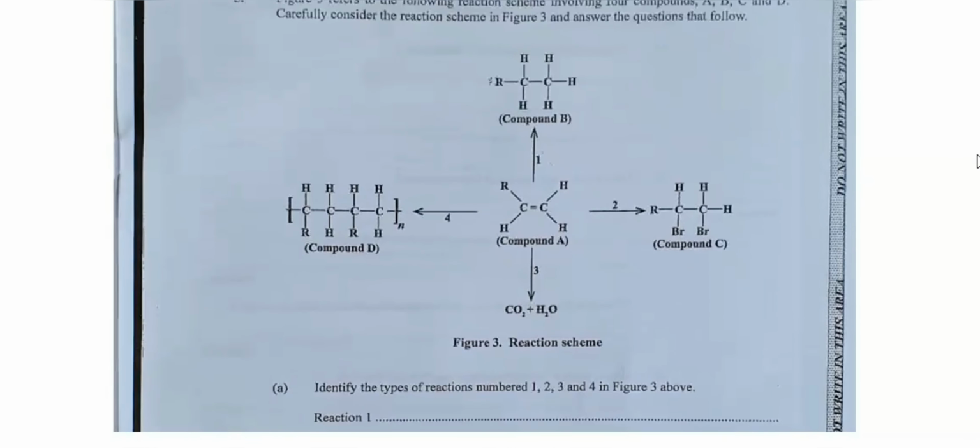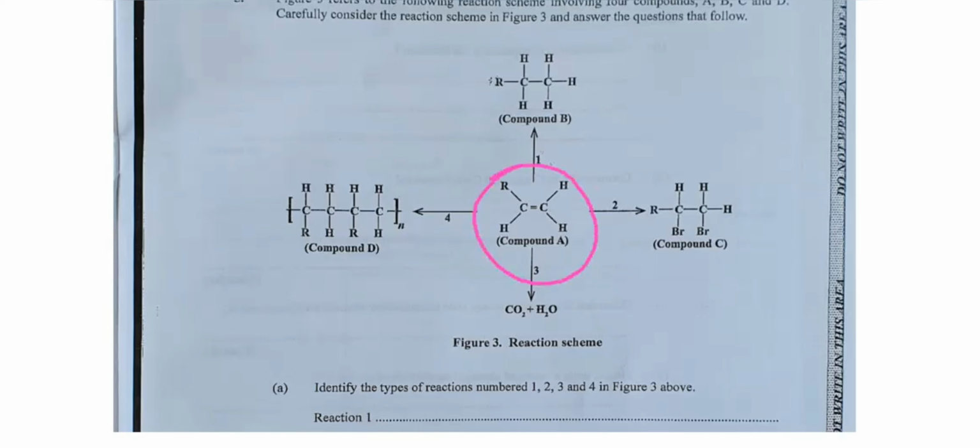So it says figure 3 refers to the following reaction scheme. Notice it's a scheme involving 4 compounds, A, B, C, and D. Carefully consider the reaction scheme in figure 3 and answer the questions that follow. Now, the critical thing about any reaction scheme is the central molecule. So your focus should always be on that molecule and how it is being transformed throughout the process. So this right here is your focus.